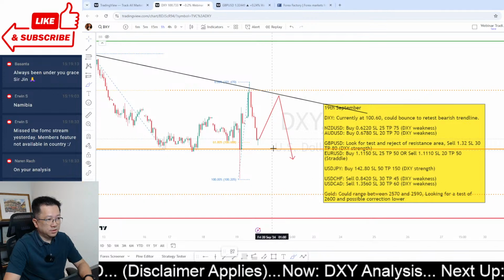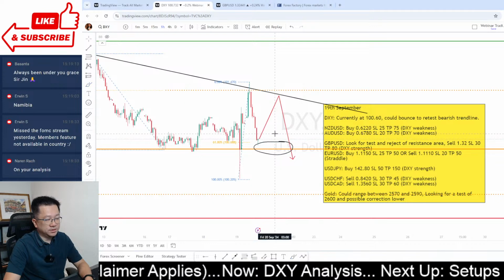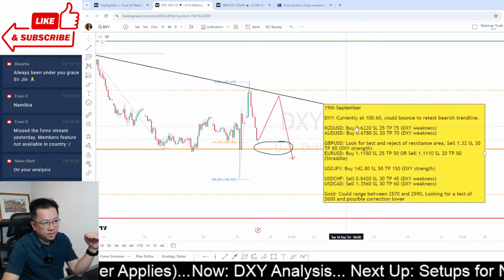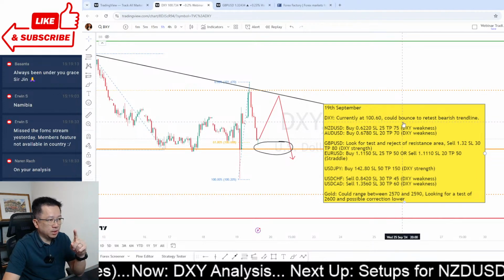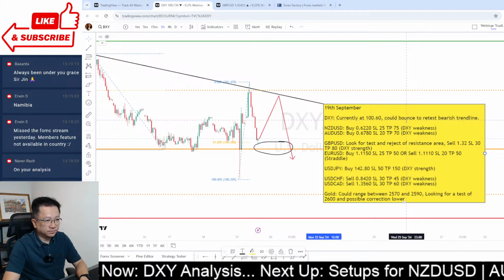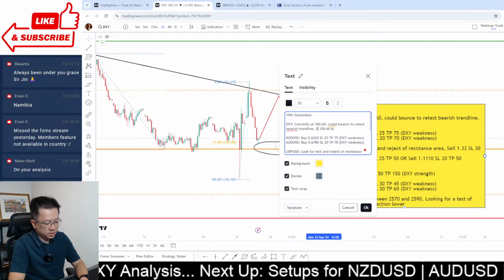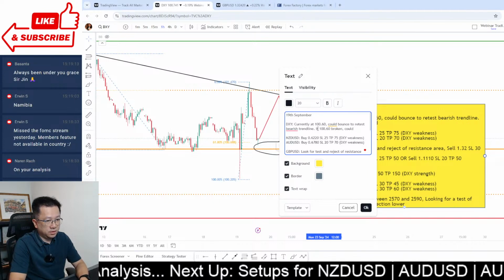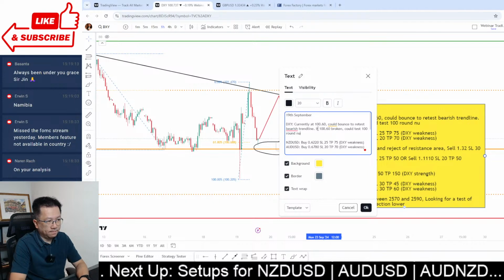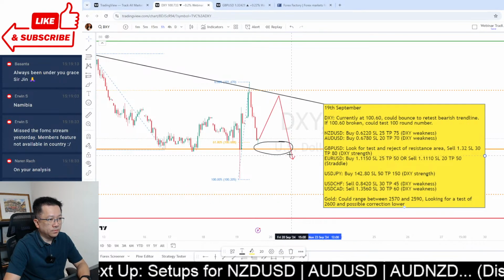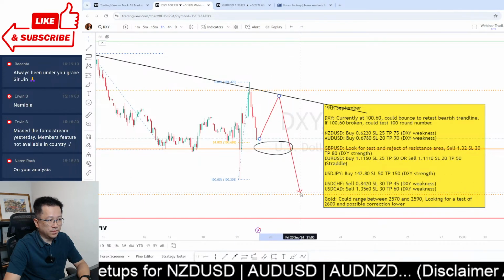Ultimately, the big question is what's going to happen at 100.60. So it's currently at close to 100.60. It could bounce to retest the bearish trend line for that downside. The thing here is if 100.60 is broken, it could test the 100 round number. Okay, so I'd like to see it do that, but then we could see it do that and back down again.